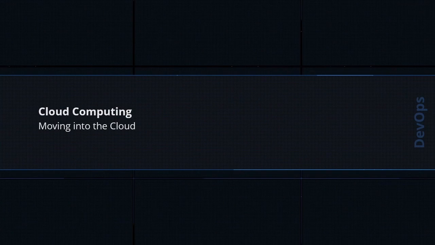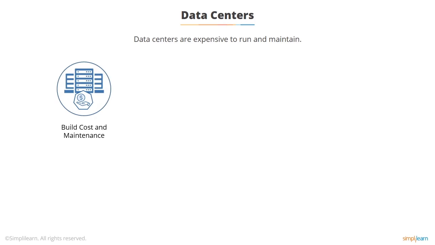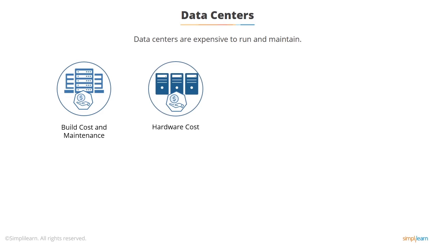So now we're going to look at cloud computing. It's getting increasingly important to deploy things into the cloud, as the cloud gives us many benefits, including cost and performance. Traditionally, companies had data centers, but data centers are very expensive to run and maintain. For a start off, you've got to have a building, and the building needs to be maintained, and it has to be purchased. We've also got to buy vast quantities of computer hardware.